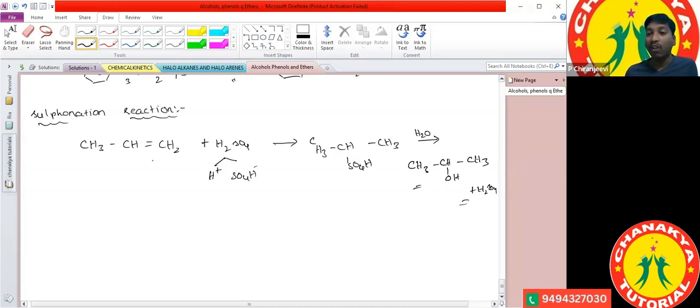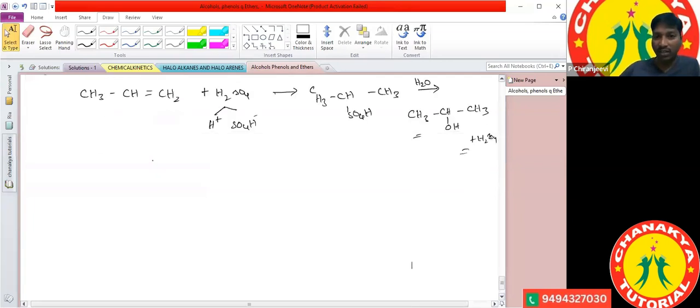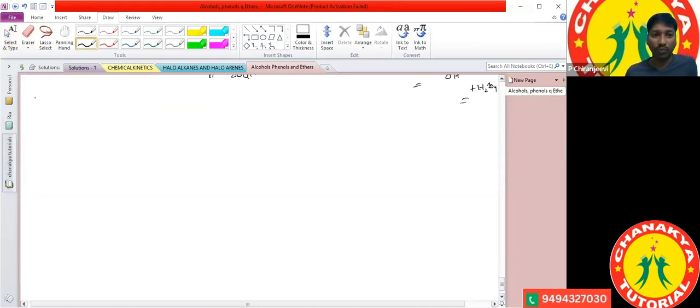Based on the reactant, we may prepare a primary alcohol, a secondary alcohol, or a tertiary alcohol. So, got the point? By the sulfonation reaction also we can prepare alcohol. That is one method. And we have another method also. What is another method we are using in the preparation of alcohols? From carbonyl compounds. What is meant by carbonyl compounds?